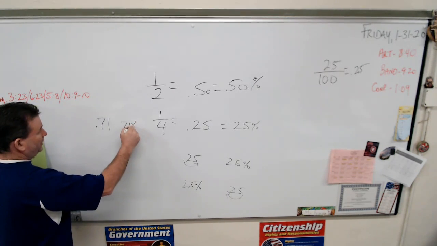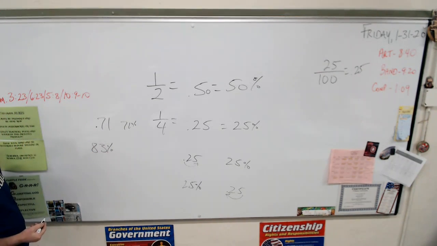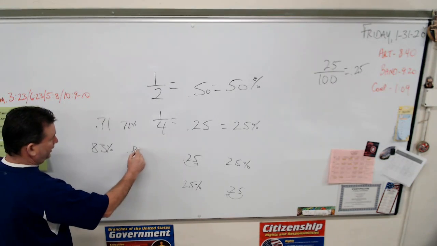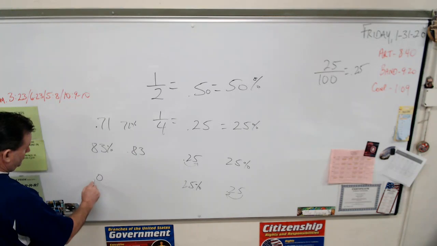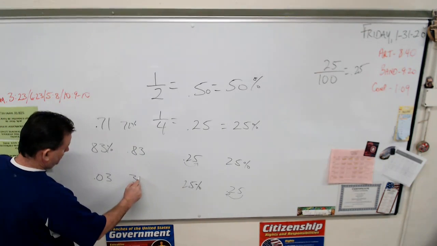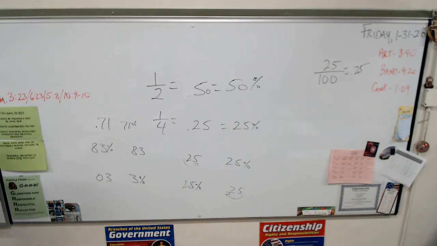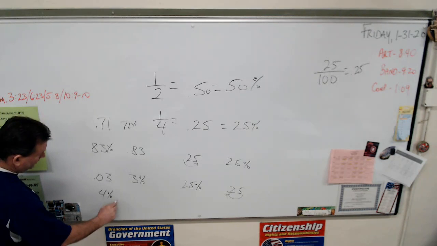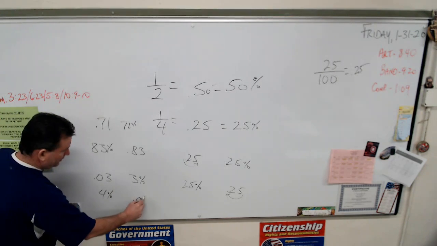71%. How would I write that as a decimal? 0.83. Okay, those are easy because they're in hundreds. What about this? 3% or 0.3%. No, look. 2 places. So 4%, what's that look like as a decimal? 2 places. 1, 2. You need that.